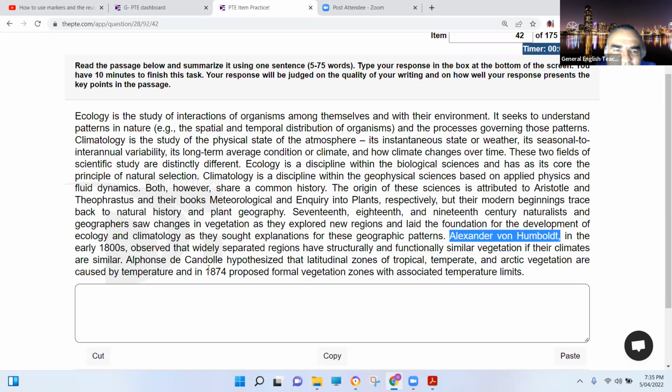But remember the dates. Mention the date. If there is a date or number, you need to mention that as well. Good. Okay, and the last one is Alicia.